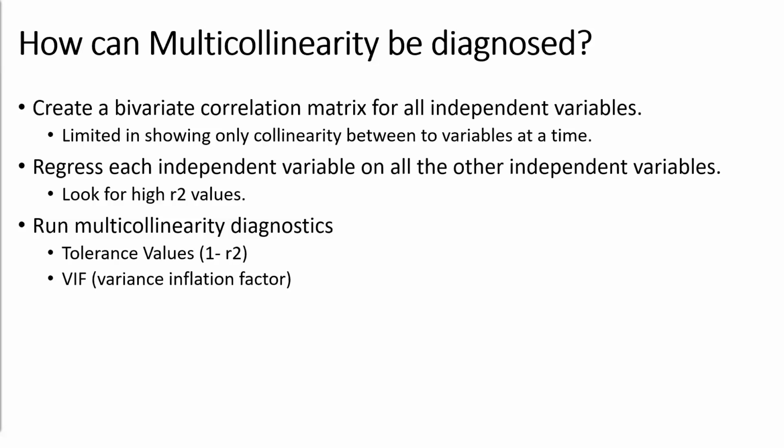So if we regress each independent variable on each other, using one of them as a dependent and the other as an independent, and we see high R-squared values in those bivariate regressions, that's a sign that there's a problem, that there's a correlation between those 2 variables.